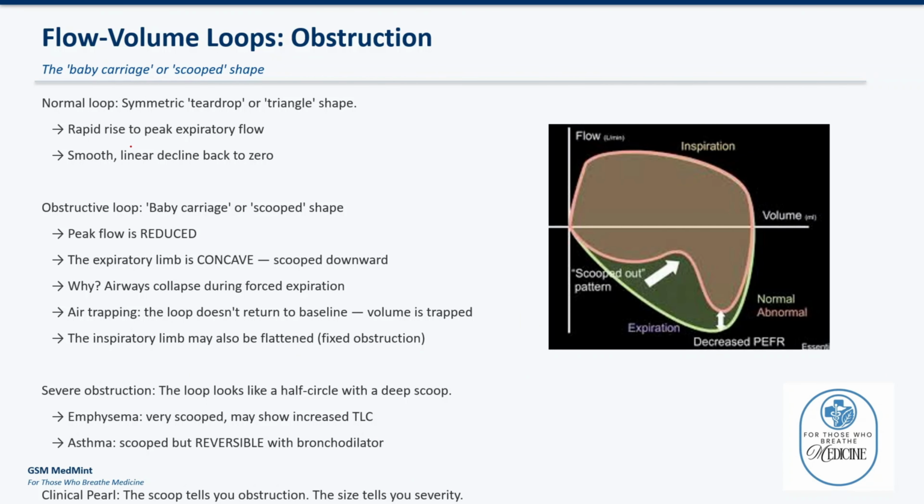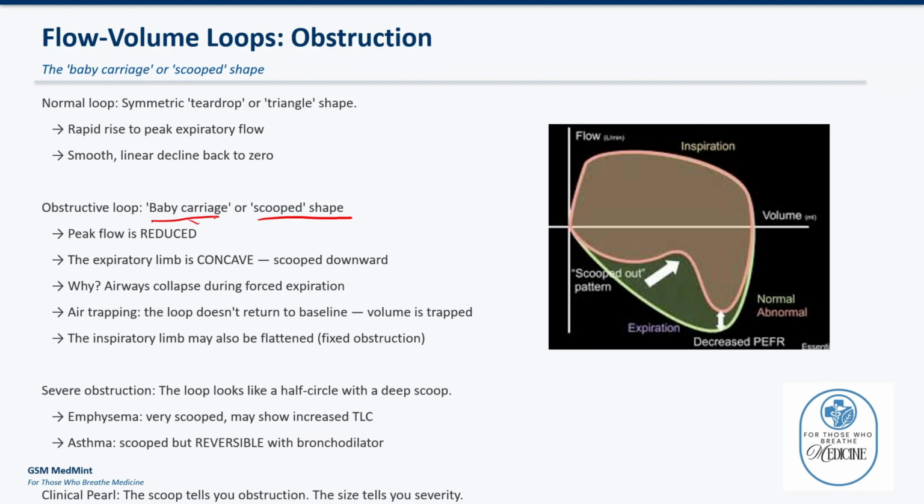So let's talk about the flow volume loops. This is the visual signature of each disease. Normal loop: symmetric, teardrop or triangle shape. Rapid rise to peak expiratory flow, smooth, linear decline back to zero volume. The inspiratory and expiratory limbs are mirror images in the normal loop.